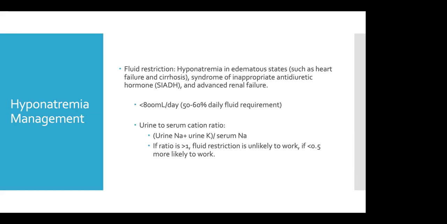One thing I came across that you can use to help guide you and know if this is going to be effective is the urine to serum cation ratio. Basically, if their urine sodium and potassium to serum sodium value is very low, which means they have more dilute urine or at least no natriuresis, fluid restriction is more likely to work. If the ratio is very high, fluid restriction is probably not going to have a huge effect.